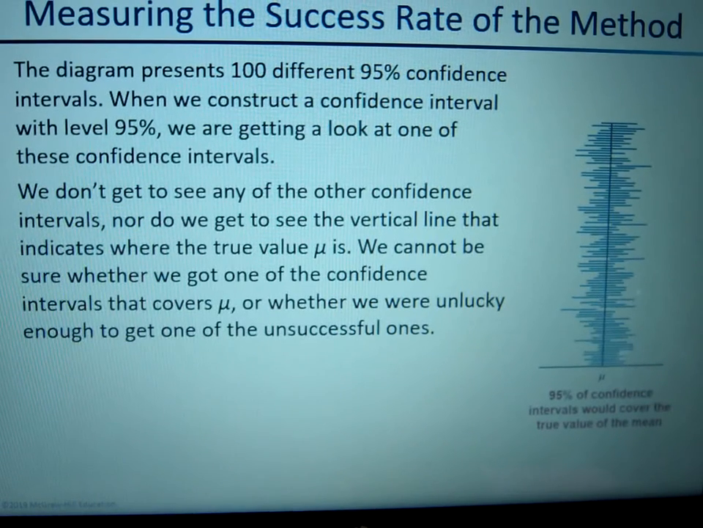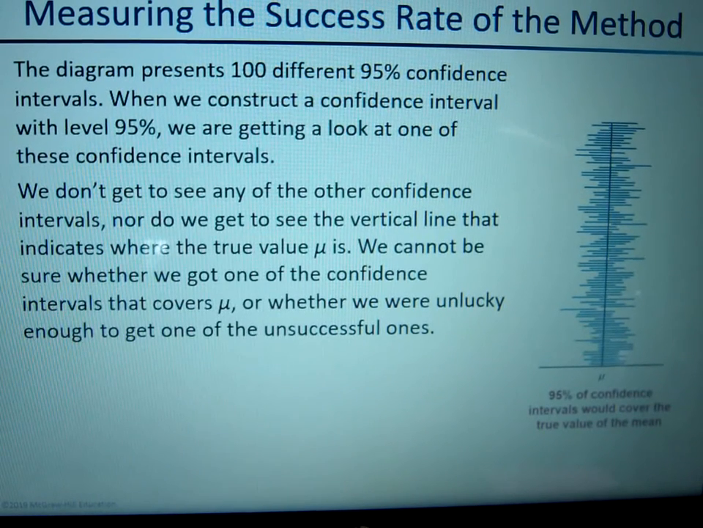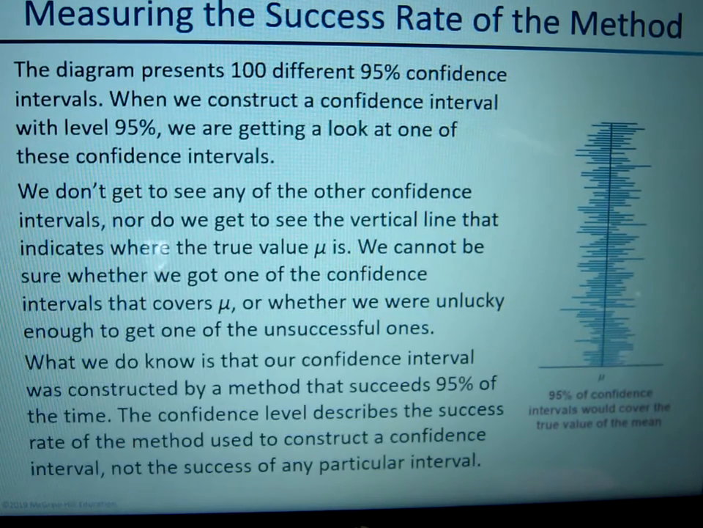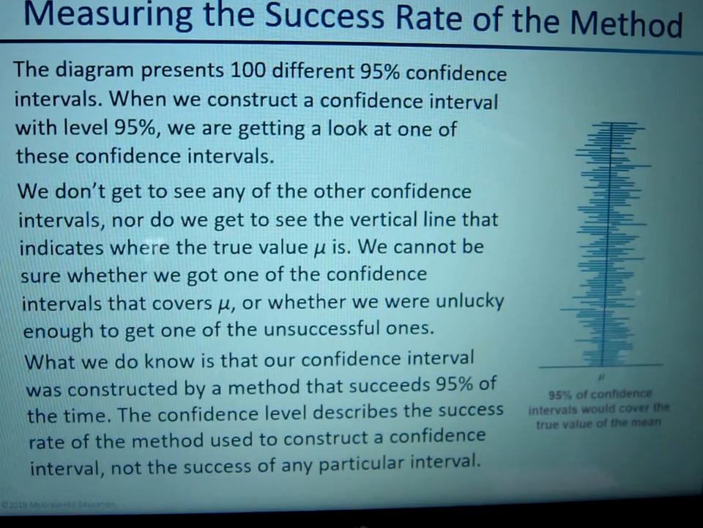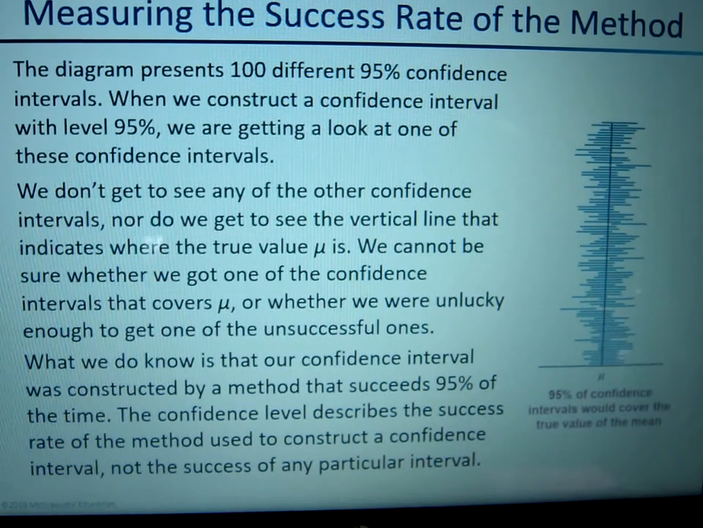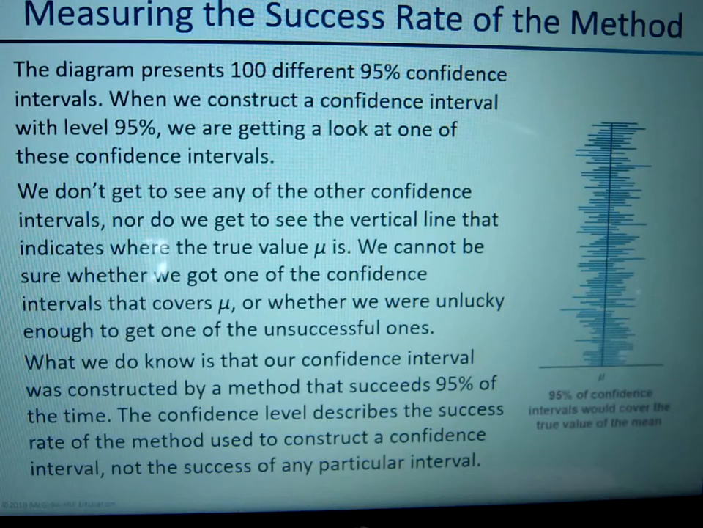We cannot be sure whether we got one of the confidence intervals that covers mu or whether we were unlucky and got one of the 5 that does not cover mu. You're just saying, I'm 95% confident that I'm correct. What we do know is that our confidence interval was constructed by a method that is successful 95% of the time. The confidence level describes the success rate of the method used to construct a confidence interval, not the success of any particular interval.